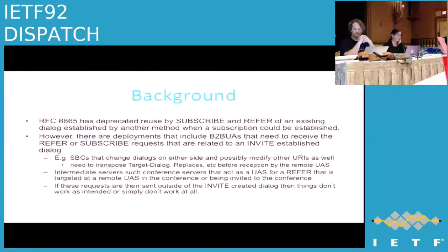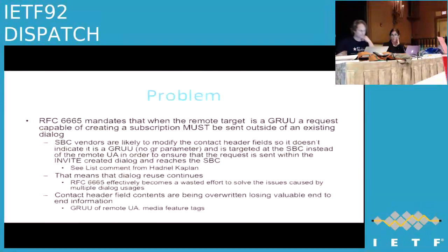Next slide, please. So the problem: RFC 6665 mandates that when the remote target is a GRU, a request capable of creating a subscription must be sent outside of an existing dialog. And some of the discussion on the list seems to indicate that SBC vendors are likely to modify the contact header field so it doesn't indicate it is a GRU, i.e. no GR parameter, which will result in the refer or subscribe then being targeted at the SBC instead of the remote UA in order to ensure that the request is sent within the invite created dialog and reaches the SBC. So basically, the work for RFC 6665 is effectively wasted.